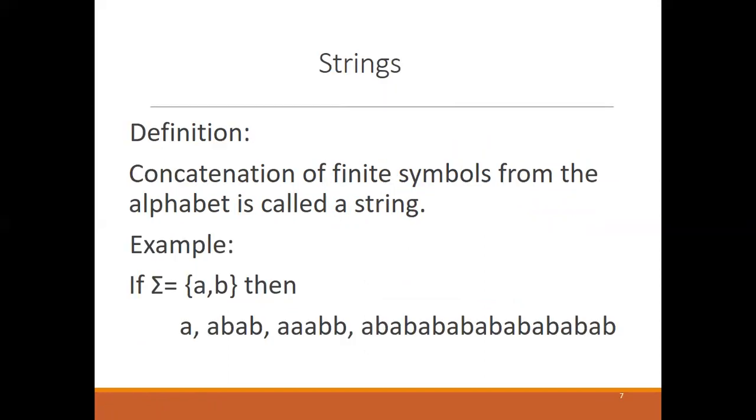Strings. What is a string? The concatenation of finite symbols from the alphabet is called a string. If you have utilized the alphabet and concatenated letters, that will be a string. A string is a concatenation of these units that belong to your alphabet. For example, sigma is equal to A and B. So we have this word A, B, B. Here A is concatenated with itself 3 times, and finally it is concatenated with B 2 times, and we have a word of length 5.